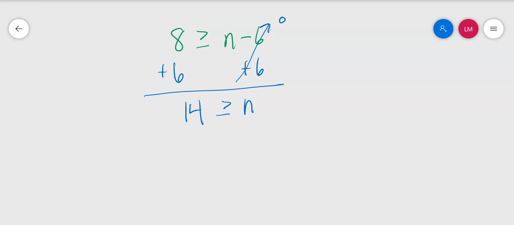14. Again, if you have a hard time reading this, remember I said put the letter on the left. Notice that it's facing away from the n with the equal to, it's facing towards the 14. So when we read this, we're saying n is less than or equal to 14. So if I do my number line, I'm going to say 0 is here. Let's say 14 is here. Notice that it says less than or equal to, so we're going to use a bracket instead of a parenthesis, so we have to include 14 in our solution.